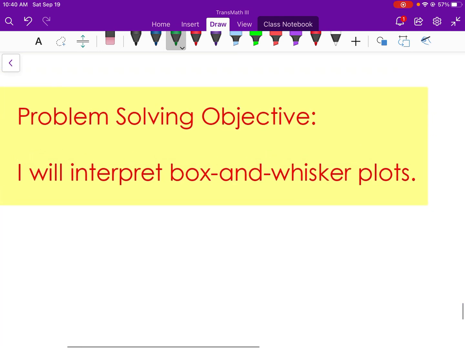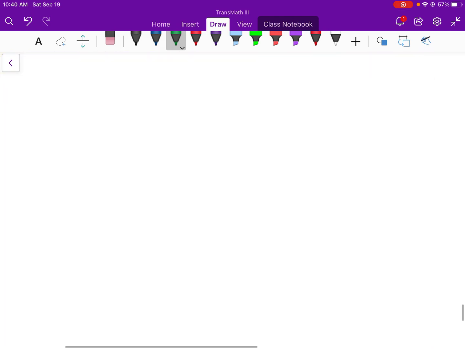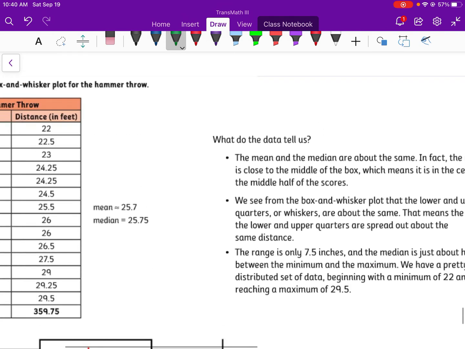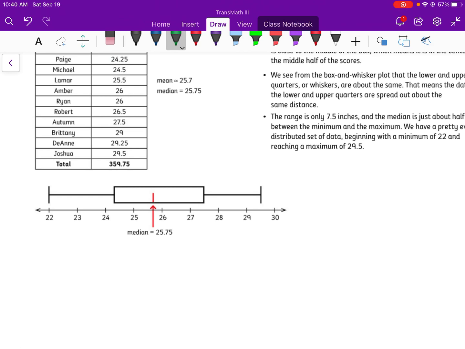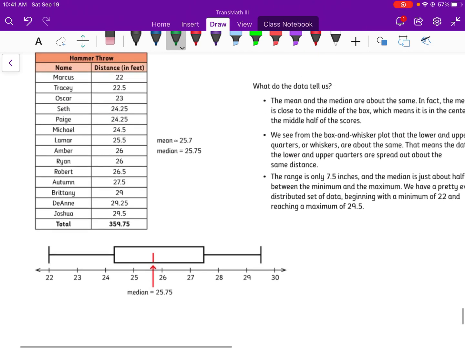Okay, so after our apply skills, let's try to interpret some box and whisker plots. So what does this data tell us? If we look at that box and whisker plot, we're given the data there. Remember, the median is always the one that falls within the middle. So that's going top, bottom, until you find that middle. In this case, it's going to fall right in between these two values. So then we have to take the average of those two values, and that median is 25.75.